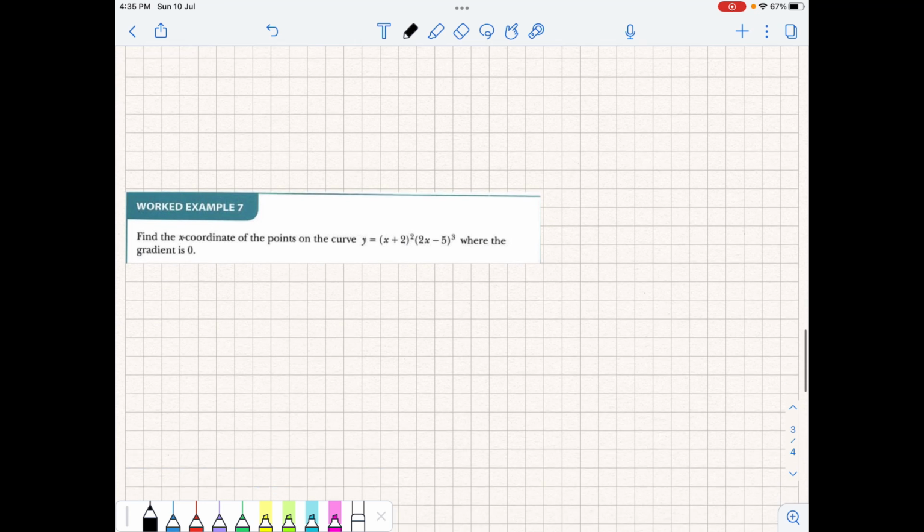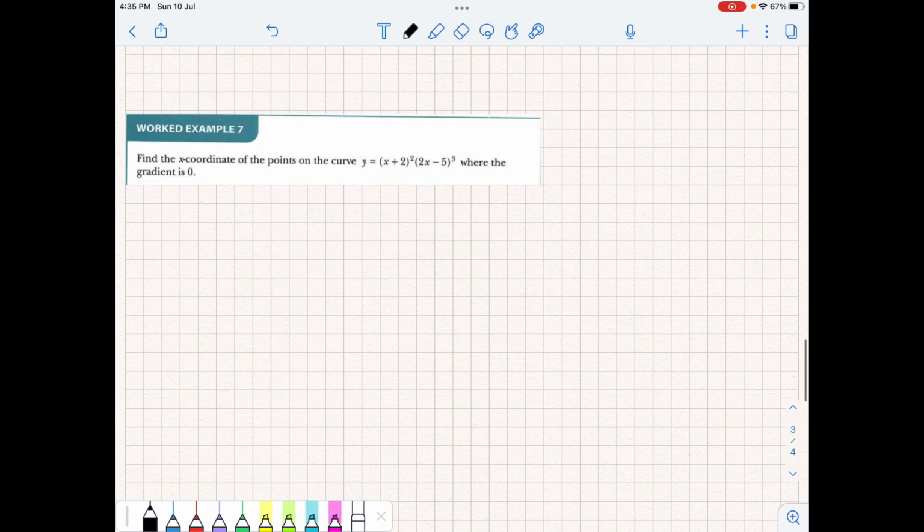Okay, let's look at where we would use differentiation. So differentiation, remember the whole point of finding the derivative is the gradient function. It's a function that describes gradient. And if we wanted to find points where the gradient is 0, we would need to find a gradient function for that. Alternatively, you could be asked where are the stationary points, and we know the stationary points are where the gradient is equal to 0.